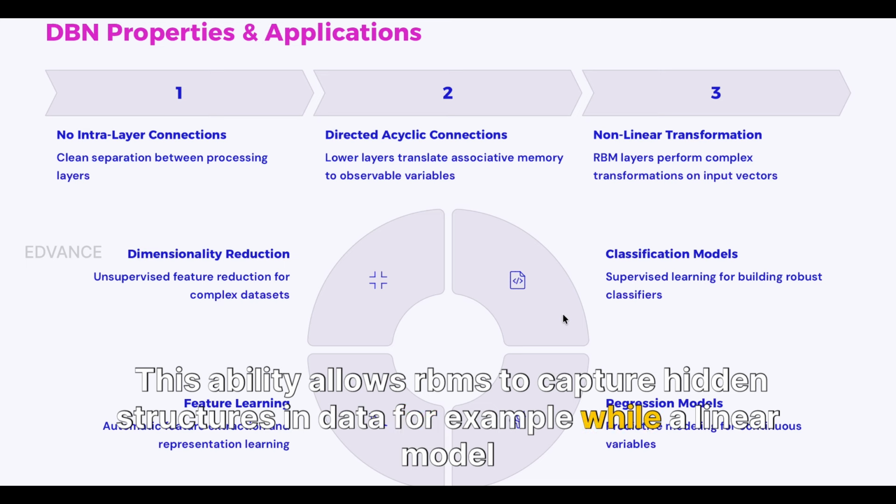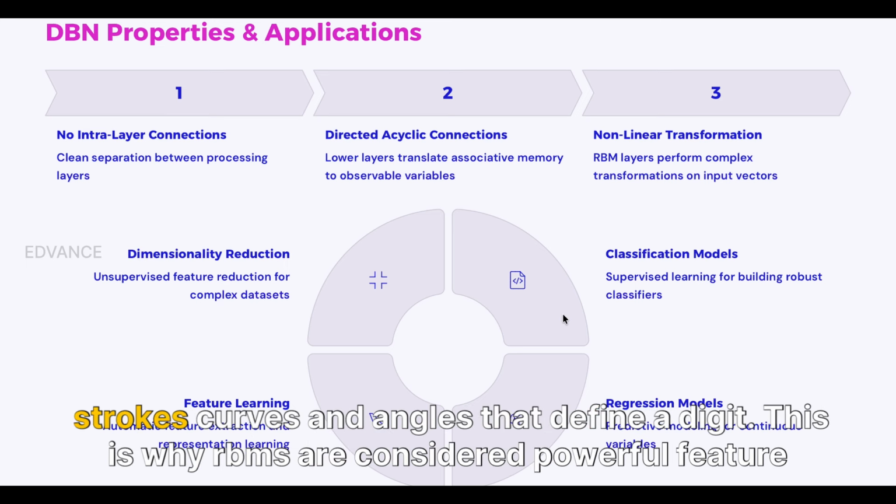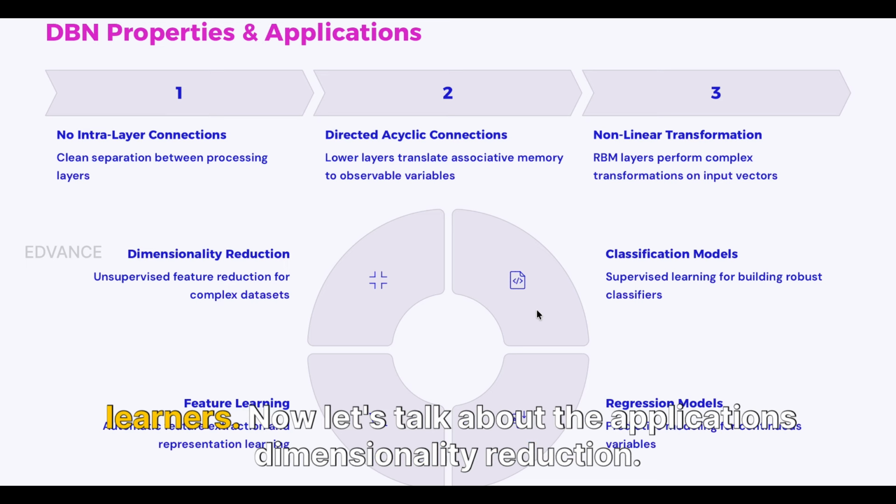For example, while a linear model only sees handwriting as a grid of dark and light pixels, an RBM can actually learn features like strokes, curves, and angles that define a digit. This is why RBMs are considered powerful feature learners. Now let's talk about the applications.